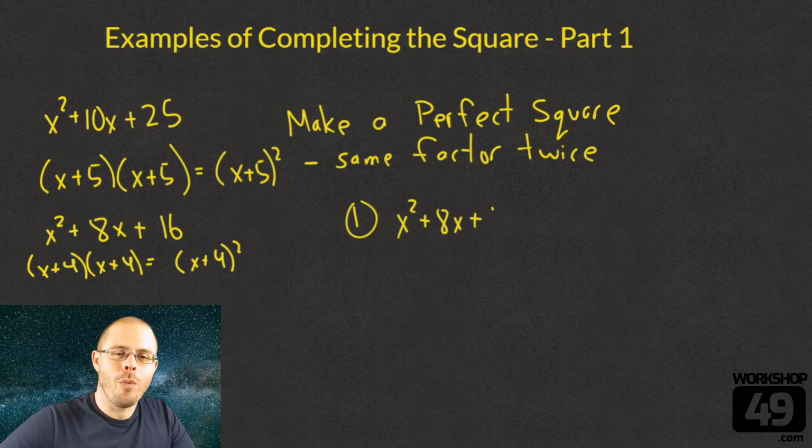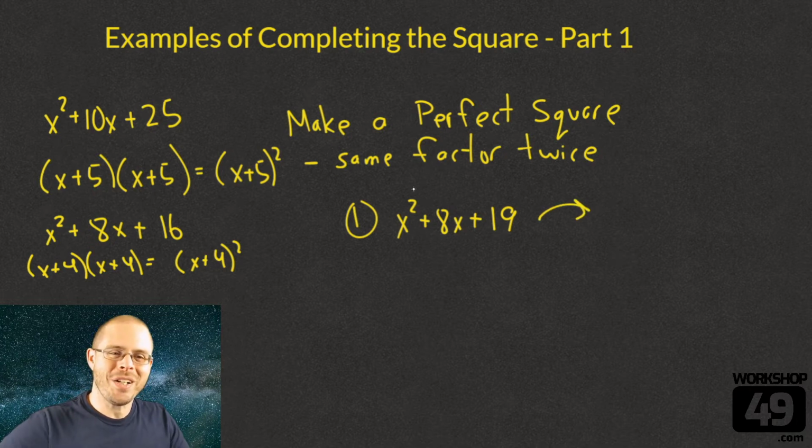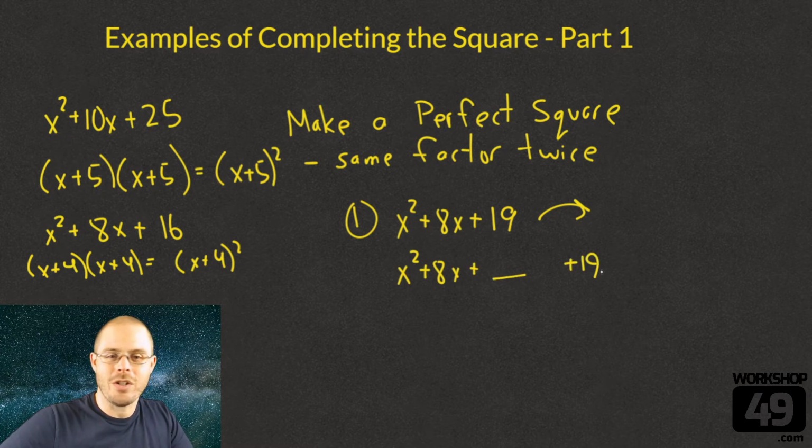This time we're going to put one up that's not a perfect square. x squared plus 8x plus 19. Oh, we wanted that to be a 16. We didn't want that 19. So we're just going to fire that 19 over, get rid of it, and replace it with what we actually want. I'm just going to put a blank here for what we actually want, and we chuck that 19 over to the side. But we can't just add any number we want.